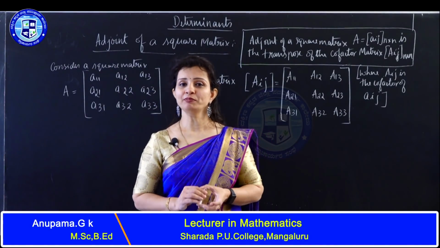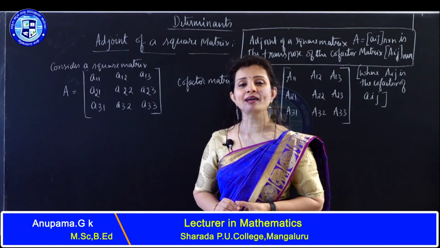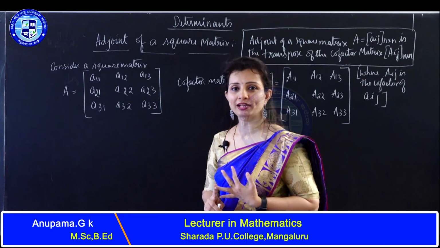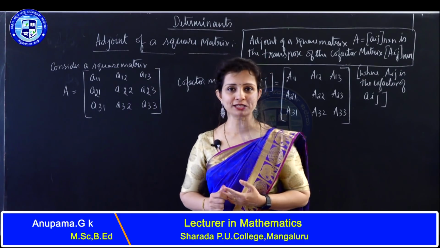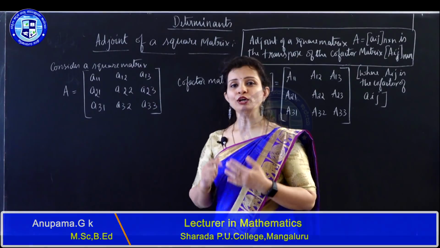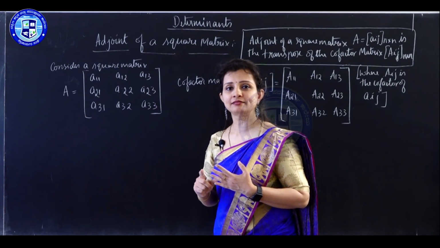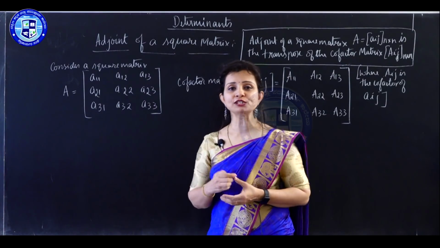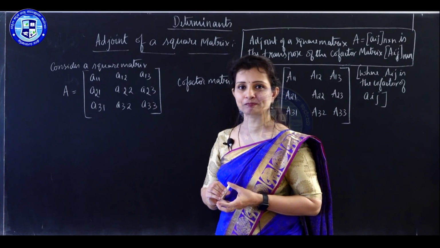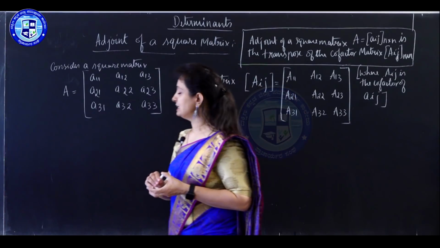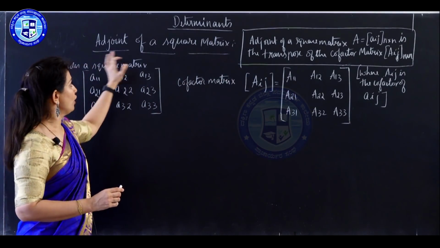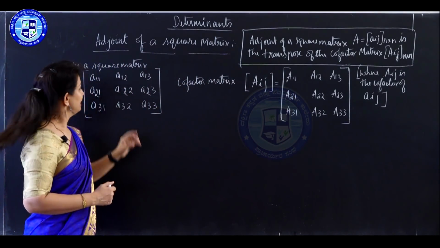Everyone. In the previous session, you have learned about the minors and cofactors of the elements of the determinant. Now, the minors, cofactors and the adjoint are used to find the inverse of a square matrix. Okay. So, let us see what is the adjoint of a square matrix.